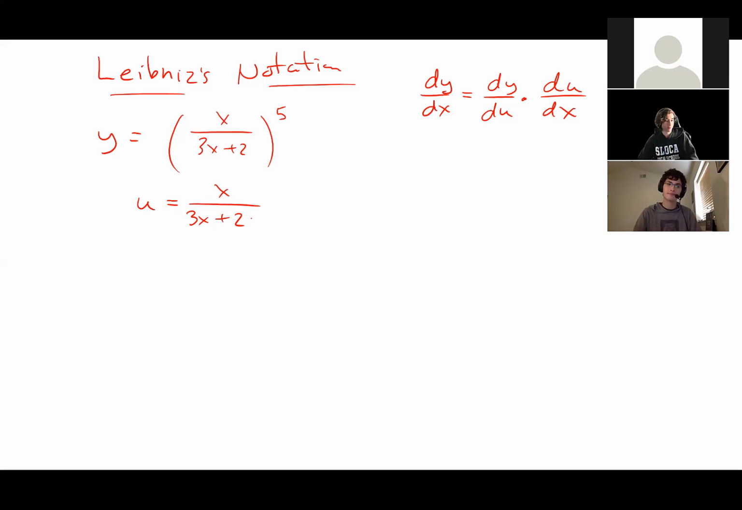So let's go for u as that stuff inside. That means y has now become u to the fifth. And so we technically have two equations that are happening. I should have written it like this here. That'd probably be better. Notice we've just separated those out completely from each other.